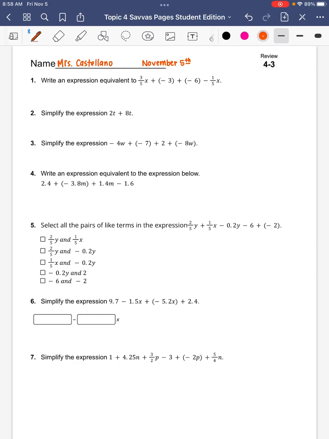Okay, now we're going to do the lesson 4-3 review. So again, take good notes so that you can use these notes on your Savvas lesson quiz.